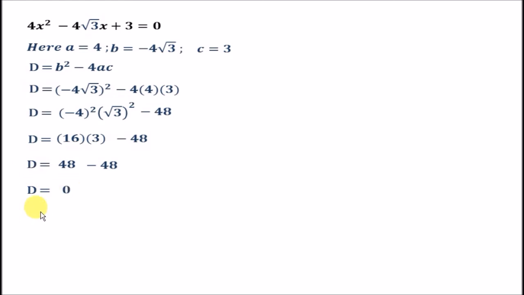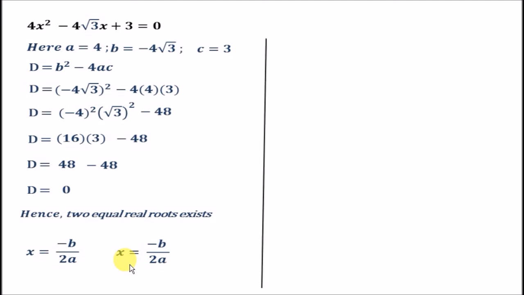Since the value of discriminant is equal to 0, it means there will be 2 equal roots for the quadratic equation. So we know the special case. Whenever D is equal to 0, in order to find the roots, we can use the formula x equals minus b by 2a twice, as the roots will be equal. So putting the values, x equals minus 4 under root 3 by 2 into 4, and we will just write the same thing again.